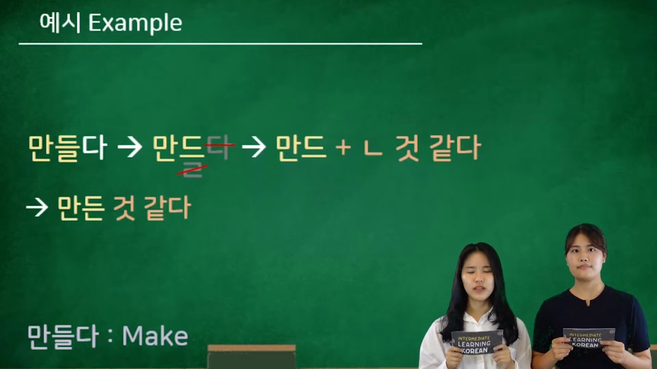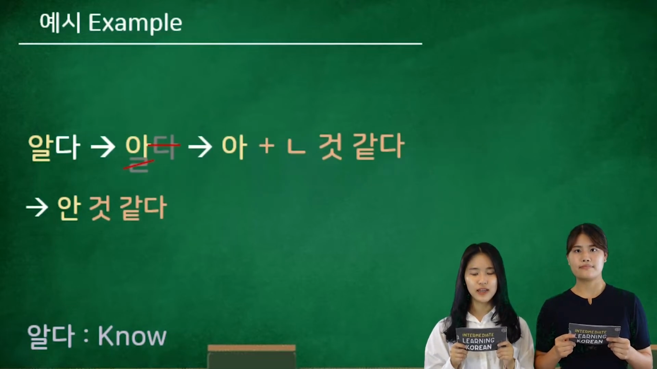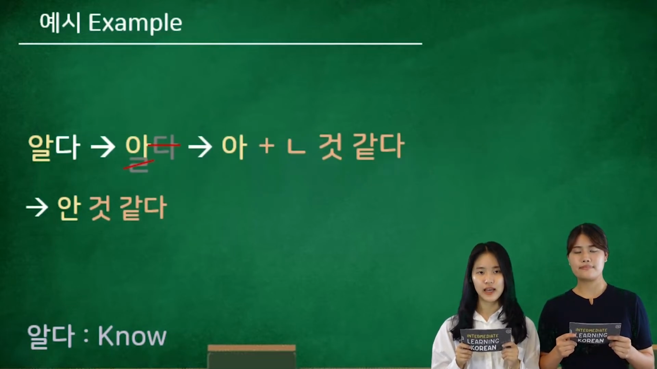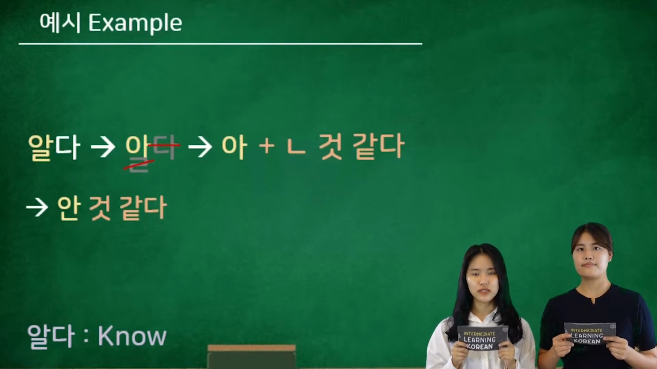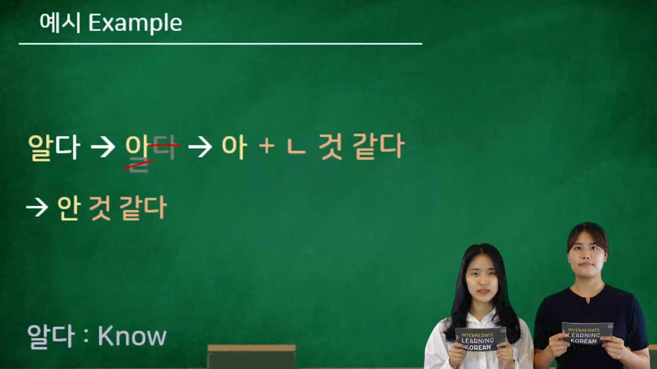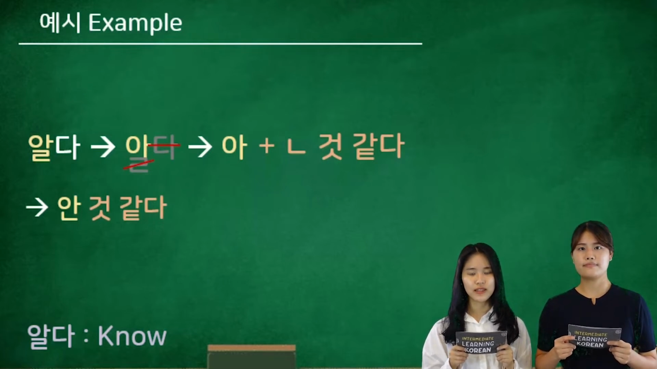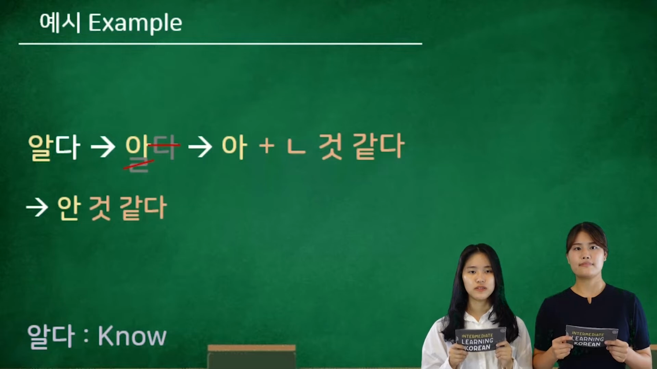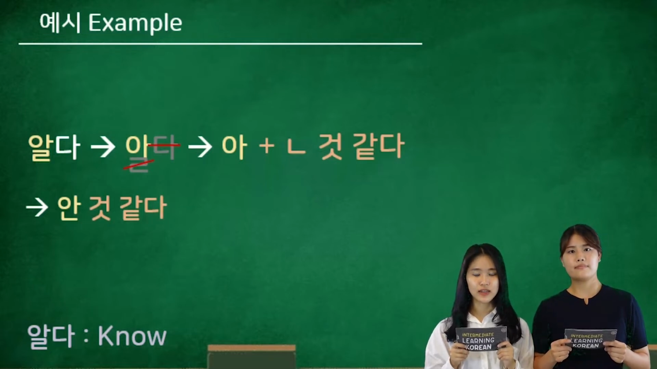Yes, let's look at another example. When we see the verb 알다, first delete 다. Then we can see that the final consonant is ㄹ in the stem of the verb, right? Yes, then we use ㄴ 것 같다 after it. So it becomes 안 것 같다.